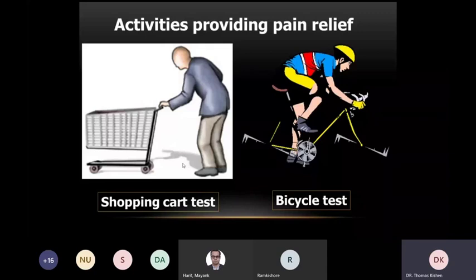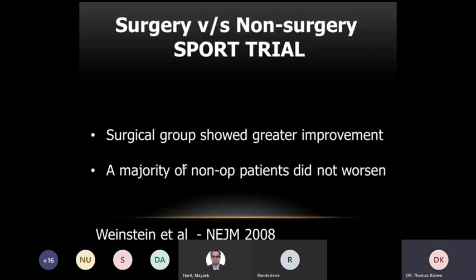So activities that provide relief are bending forward and holding a shopping cart, or even cycling with the spine bent forward, which causes relief of symptoms. Whereas when they stand and walk, they have pain, typically in the calves, referred to as claudication pain, and it prevents them from walking for long durations of time. So it may or may not be associated with a neurological deficit.